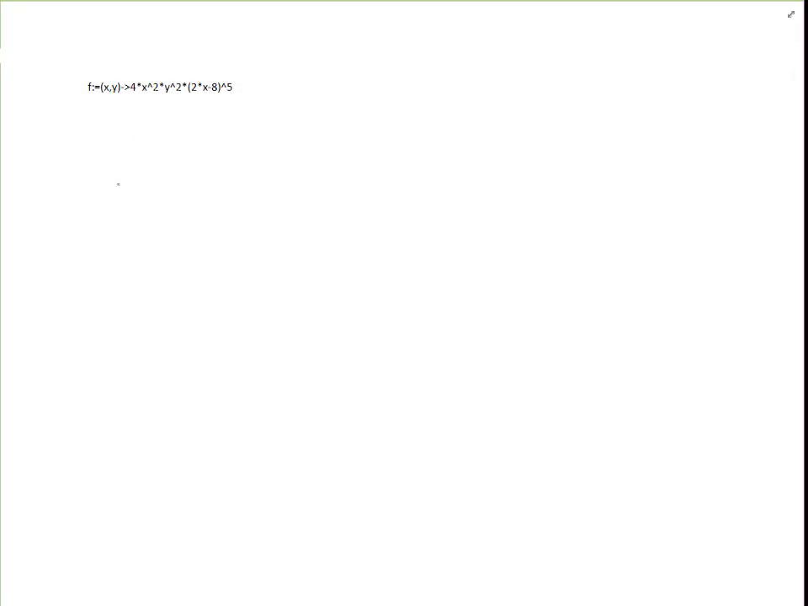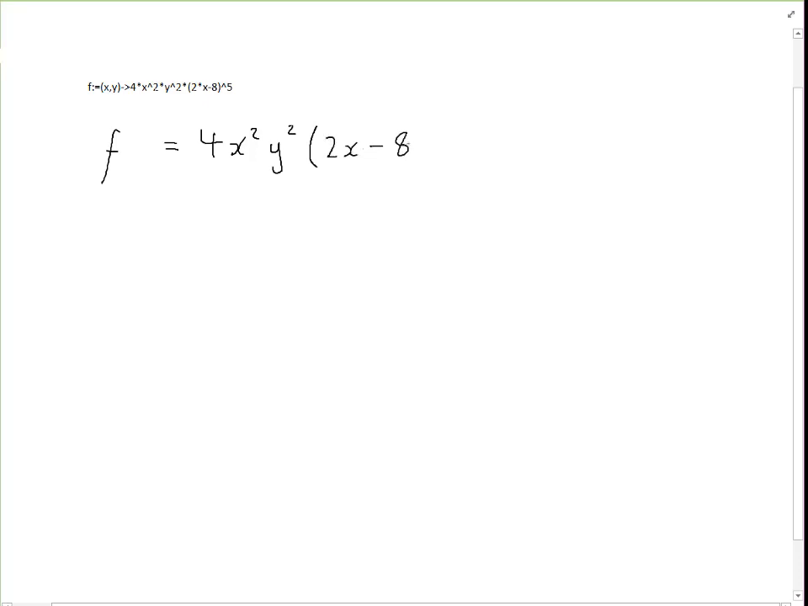So here, I think I'm going to drop the x and y, it's just taking too long. So f is equal to 4x squared y squared times 2x minus 8 to the power 5. So 4x squared y squared times 2x minus 8 to the power 5.